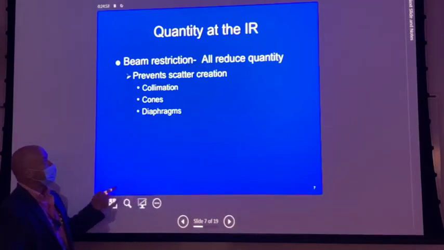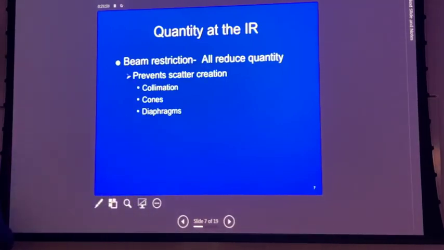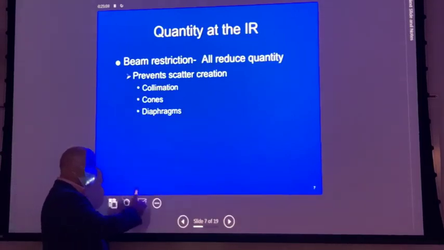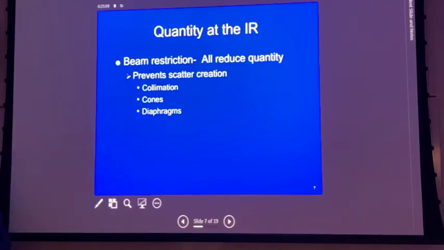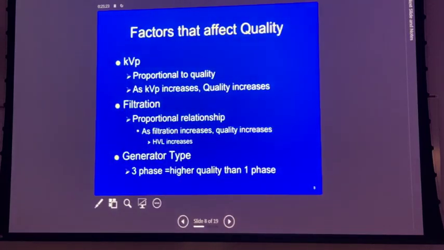So beam restriction prevents scatter radiation from being created, so it prevents a layer of density from being applied to the image receptor. So what would that do to your exposure at your image receptor? We just talked about that. It would reduce it because you have prevented that scatter radiation from being created. And of course, you've got collimators, cones, diaphragms, and all that. All right. So, questions on quantity?